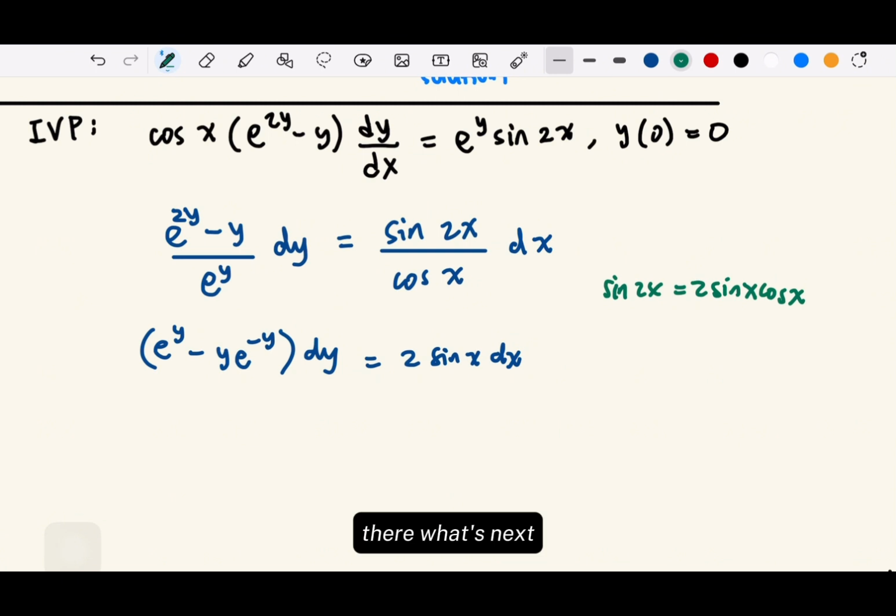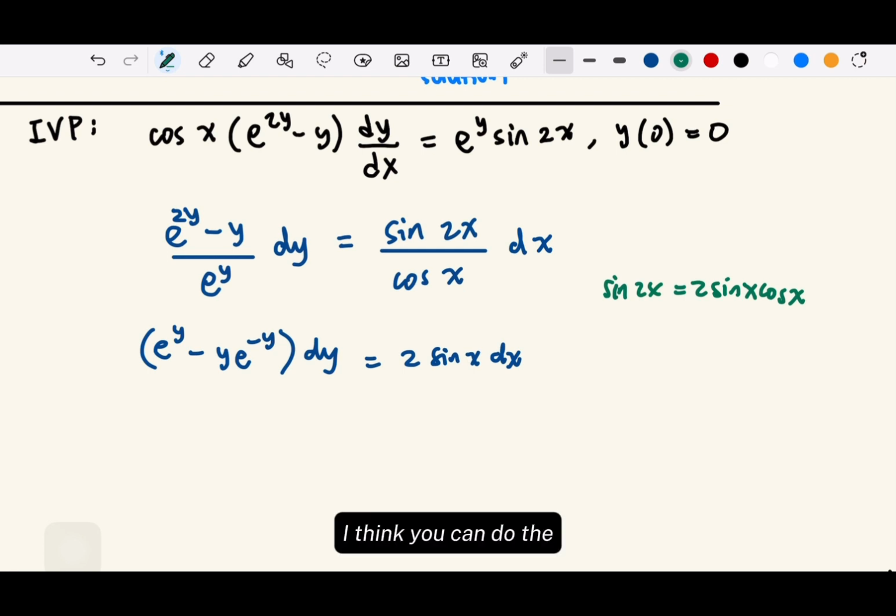Okay, what's next? I think sine x, no problem here. E to the y, no problem. How about this? This is very simple integration actually, but do you know how to? I think it's a normal substitution, right? Okay. Or no? Or by parts, I think it's also fine. Okay.